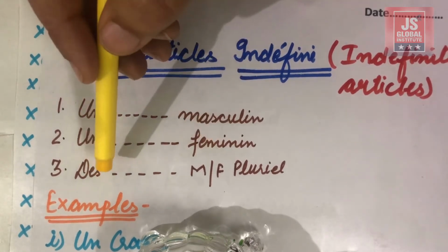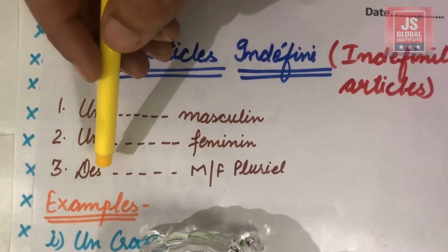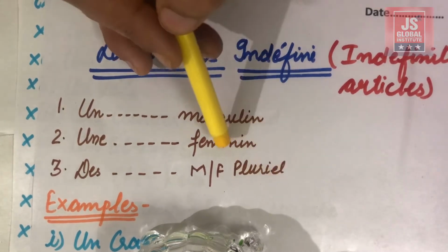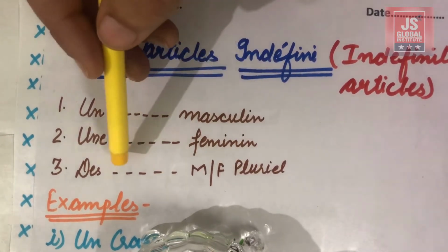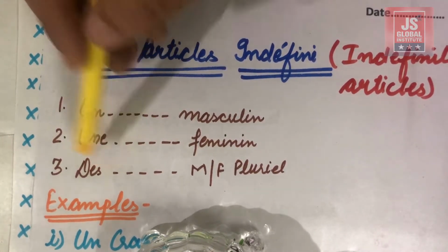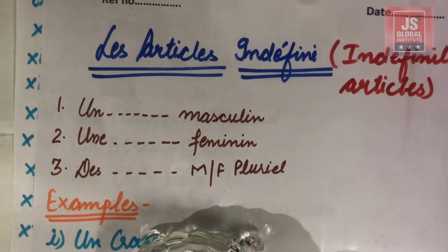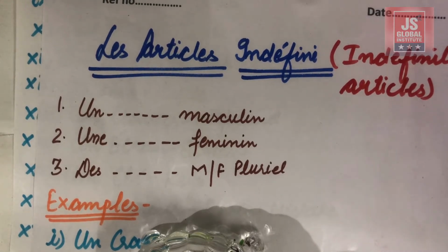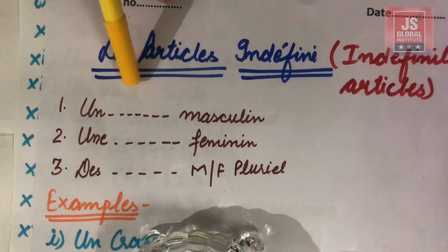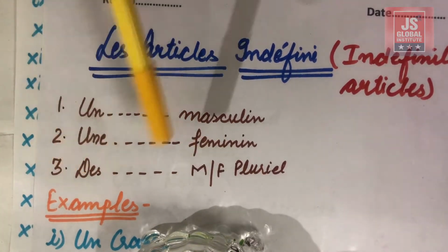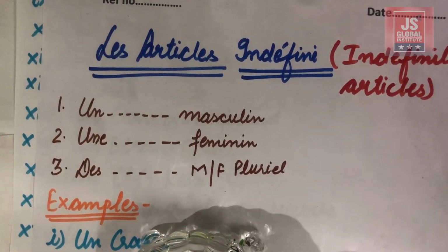Alright, and for plural things, be it masculin pluriel or féminin pluriel, we use they. Alright, this is only in the case of indefinite articles. We are not here referring to definite articles, we are only referring to indefinite articles. Alright, so I am going to repeat it once. If you are unable to pronounce them, just speak them at least 4 to 5 times so that you get them on your tongue.